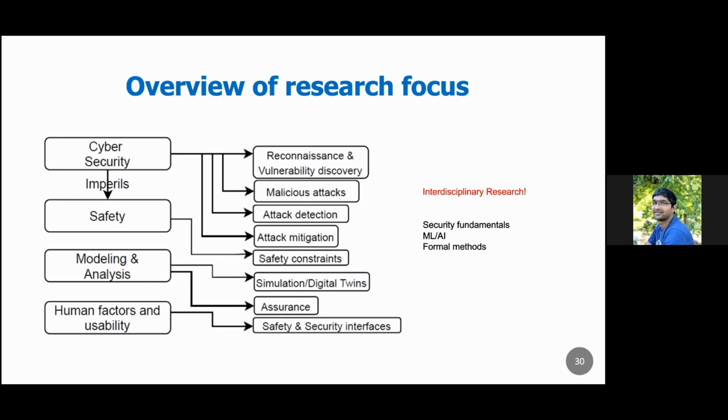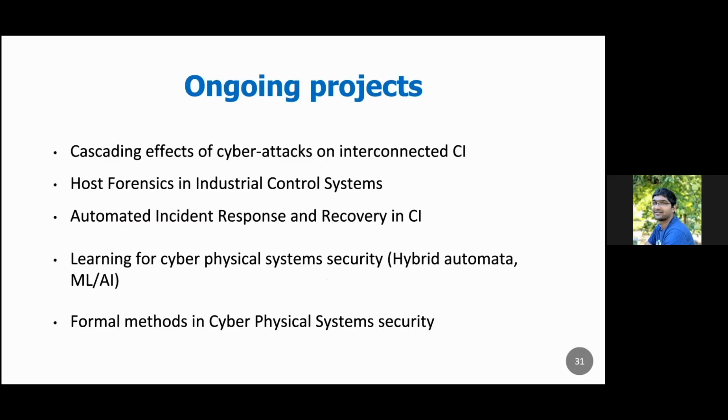Okay. So there are a couple of ongoing projects at Bristol where I am involved. We are looking at cascading effects of cyber attacks on interconnected systems. As you know, water systems receive a power source, and if there is an attack on power, there will be an impact on the water system. So we are studying cascading effects at different levels, like network level, physical level, and application level.